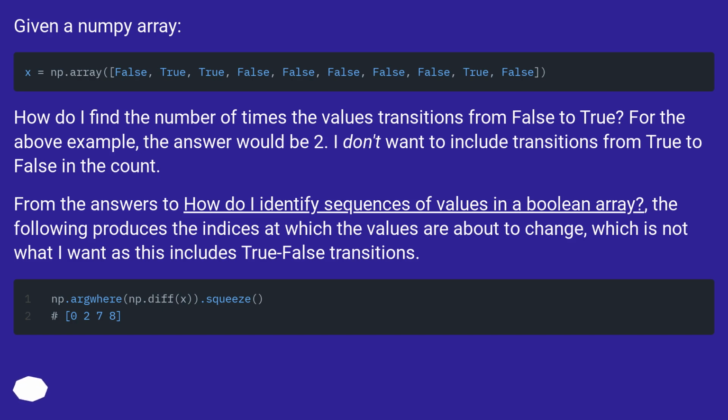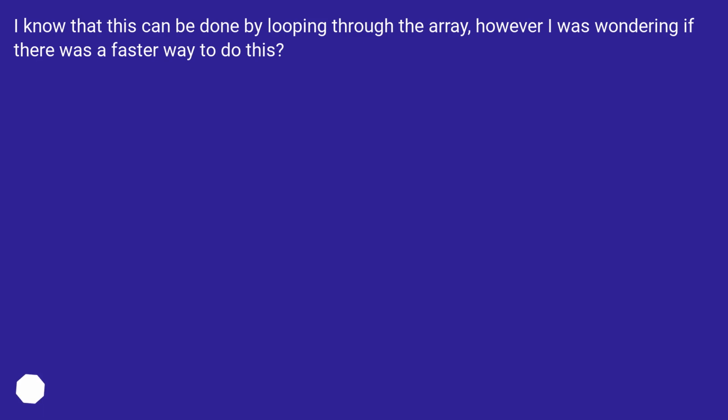From the answers to "How do I identify sequences of values in a Boolean array?", the following produces the indices at which the values are about to change, which is not what I want as this includes true-false transitions. I know that this can be done by looping through the array, however I was wondering if there was a faster way to do this.